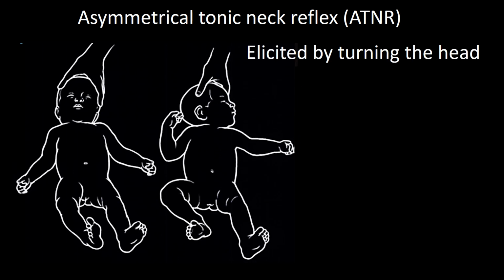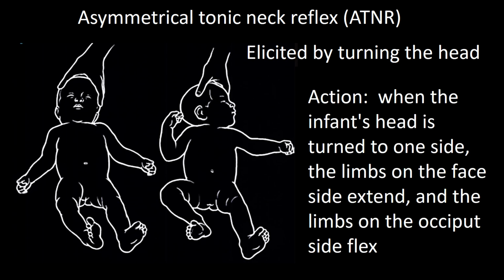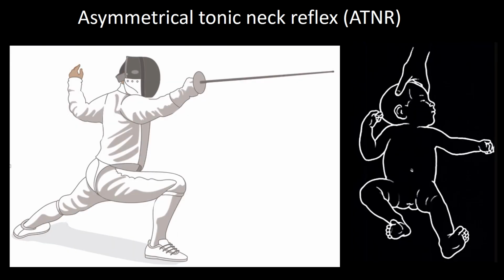This reflex is elicited by turning the head to the side, which produces cervicovertebral proprioceptor stimulation. The triggered action consists of extension of the limbs on the side of the face and flexion of the limbs on the occipital side. This posture has been referred to as a fencing position, but obviously it is not, since, as you can see in this frame, the fencing position consists of flexion of the leg on the facial side, unlike what we find in this reflex.